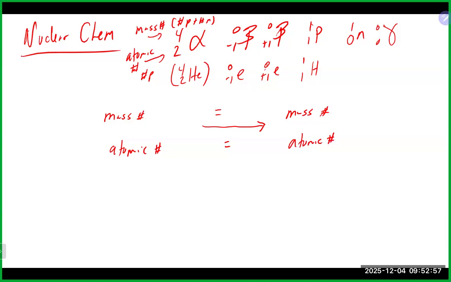Remember, sometimes things might be missing in an equation. So really the atomic number is usually the place where you want to start with that, because if you can find the missing atomic number, you can pretty much use the periodic table and figure out what element we're talking about. And then obviously you can figure out the mass number.